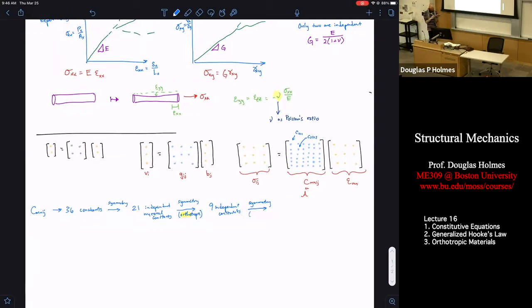So this would be isotropic. And at that point, we get down to what we want, which is E, G, and nu. And only two of these are actually needed. So you really have two independent constants.